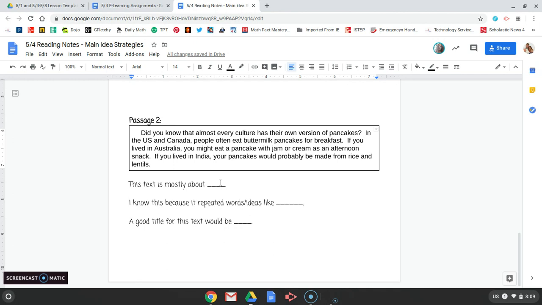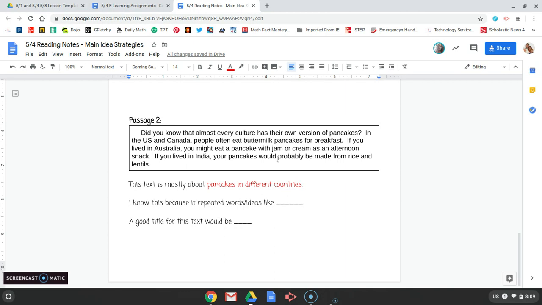All right, so if we put it all together, what is this text mostly about? What do you think? Well, if the word pancake is repeating, it's mostly about pancakes, but that's our topic, so we have to be more specific. So it's about pancakes, what? Well, if they're repeating the names of other countries, it's mostly about pancakes in different countries. So it's talking about how pancakes are made or eaten in different countries.